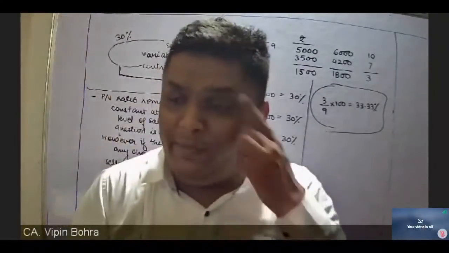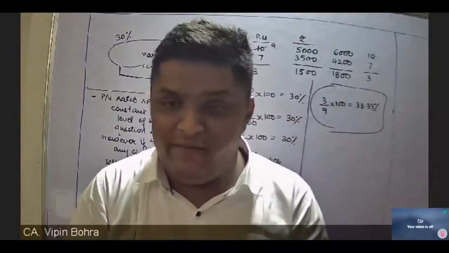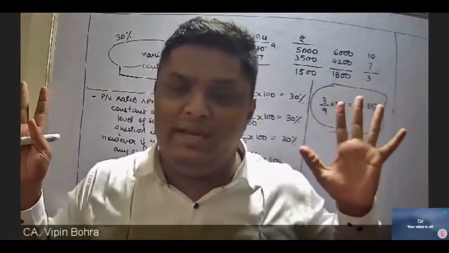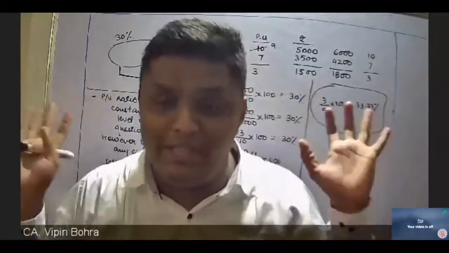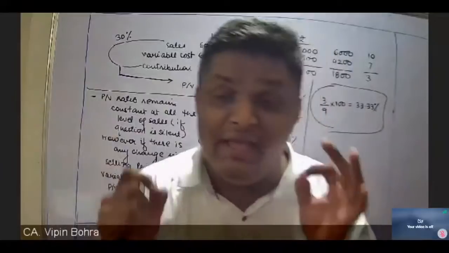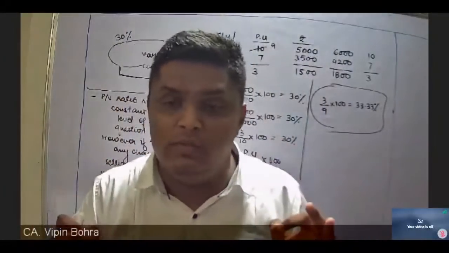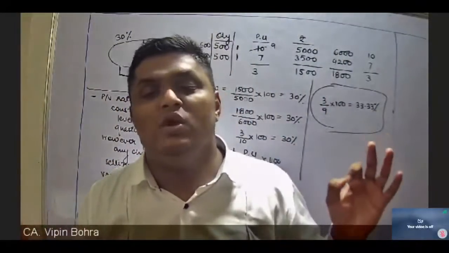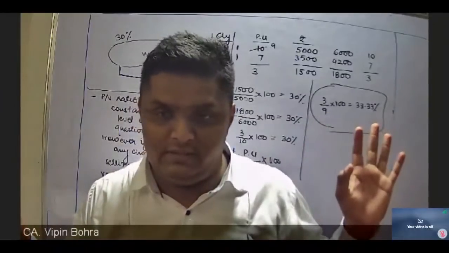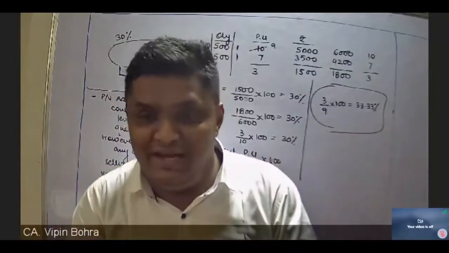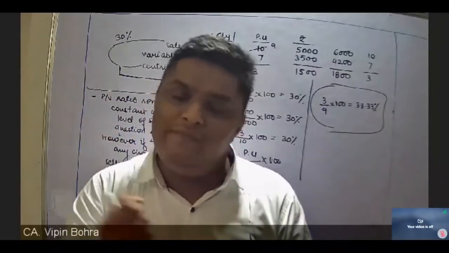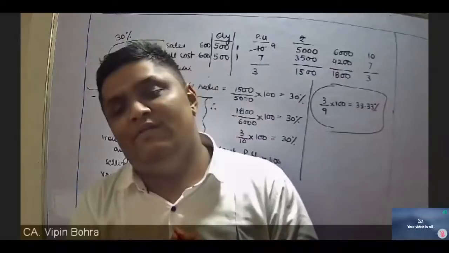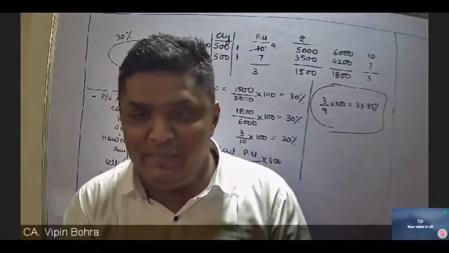So I repeat again, very simple. If the question is silent, what you have to assume? That PV ratio is constant at all the levels of sales. However, if the question clearly states that there is a change in selling price per unit or variable cost per unit, yes, the PV ratio is going to change. Hopefully this part is clear now.